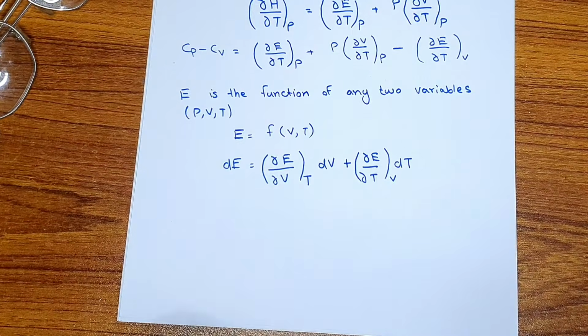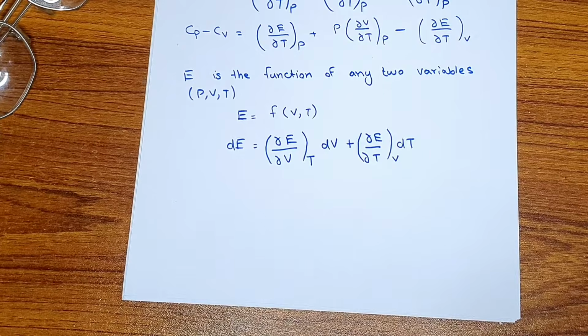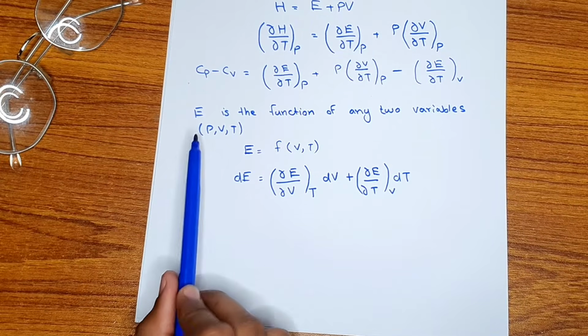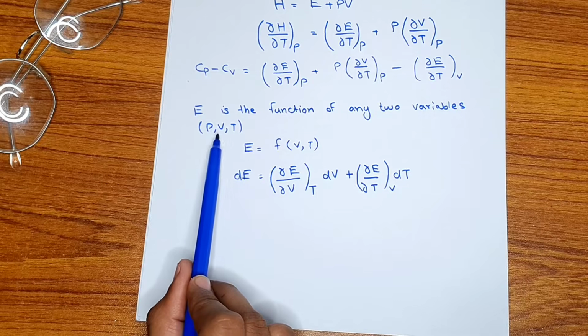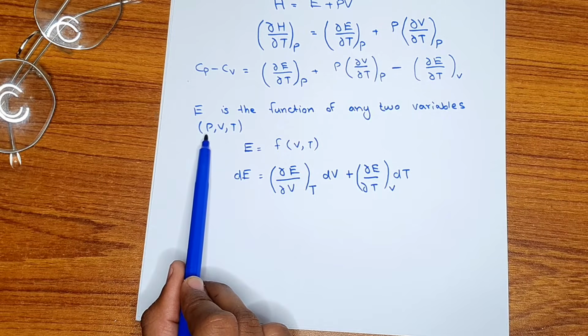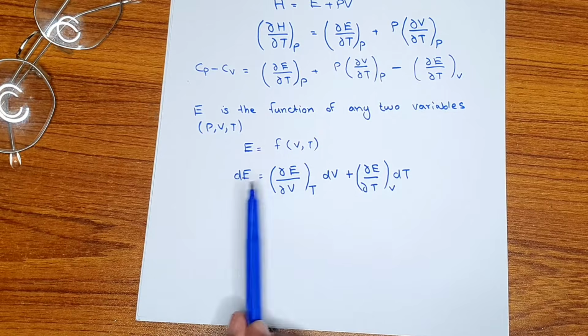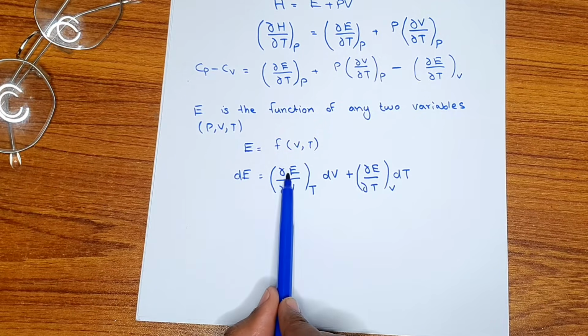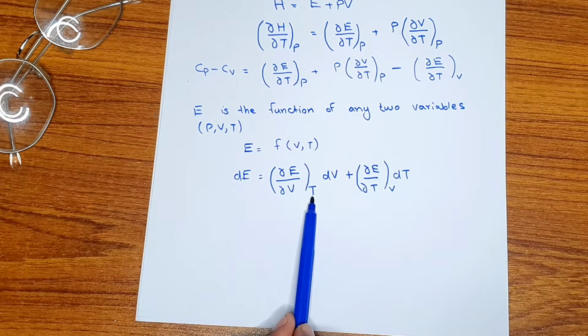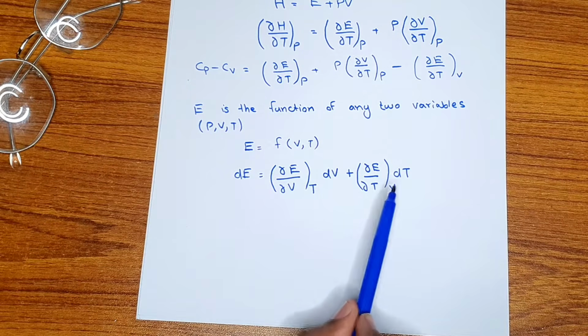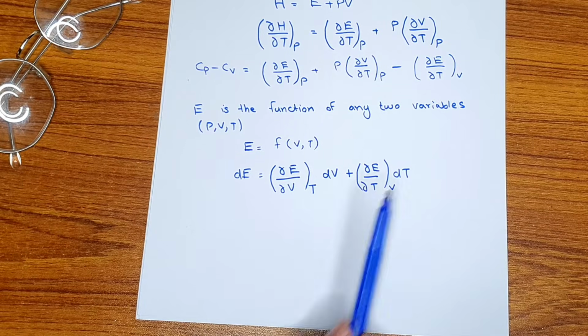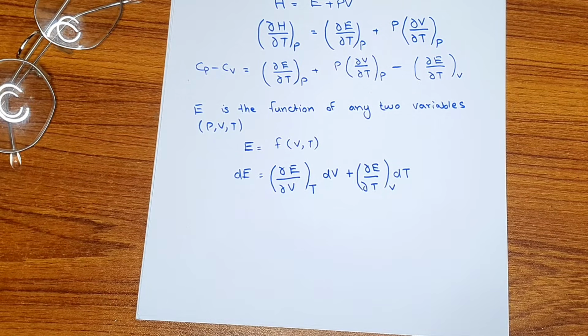Okay, so I have just derived this relation in the case that I told you before, that energy can be described by any two of the variables from PVT. We can describe energy as a function of pressure and volume, as a function of volume and temperature, or as a function of pressure and temperature. Since here we are describing the energy as a function of volume and temperature only, my delta E will be equal to the change in energy with respect to volume when we have taken temperature to be constant, plus the change in energy with respect to temperature when we have taken volume to be constant. Okay, so that is the value for delta E that we are deriving.